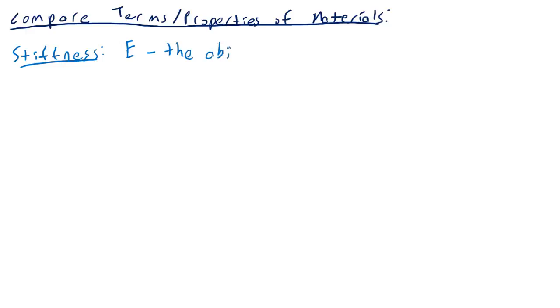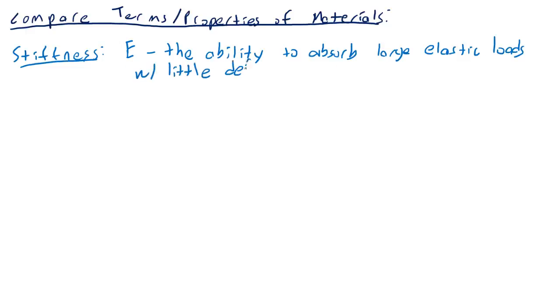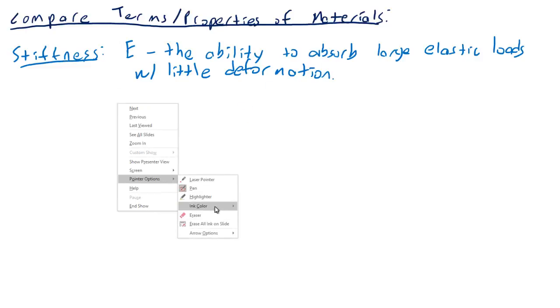The ability to absorb large elastic loads with little deformation. That is fundamentally what defines stiffness. A stiff material is one that can absorb a large load without deflecting that much, or without deforming or stretching or bending or twisting, or whatever you define it as. And that is given by the slope of the linear portion of the stress-strain curve.